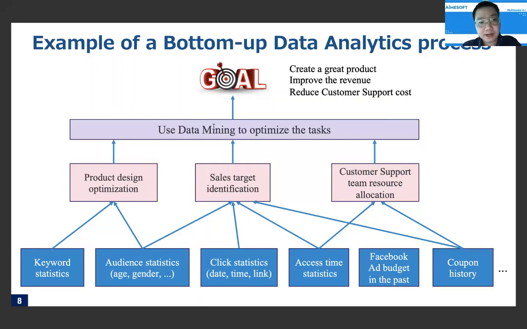And you use some data mining algorithm to optimize the tasks. For example, product design optimization: do you have a correct product? Do you have a good product? Have you identified the correct sales target or not? And then you achieve the goal to create a great product, improve the revenue, and reduce the customer support cost. That's an example of a bottom-up data analytic process.